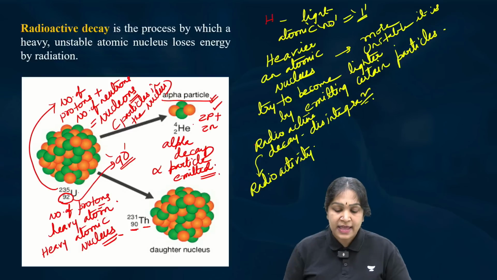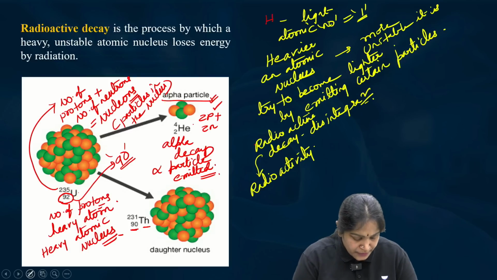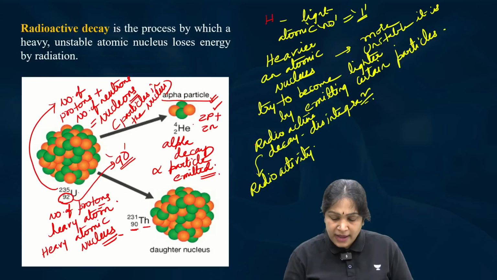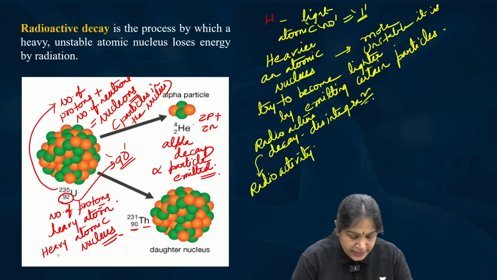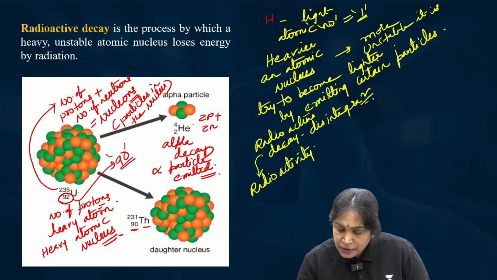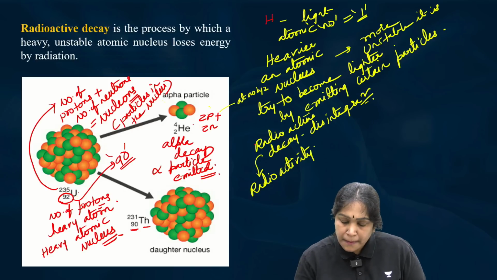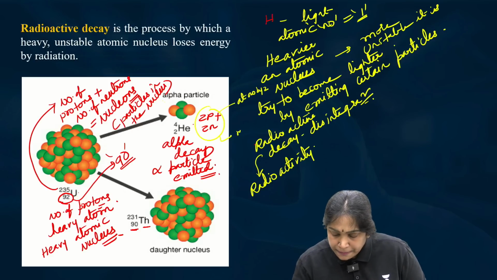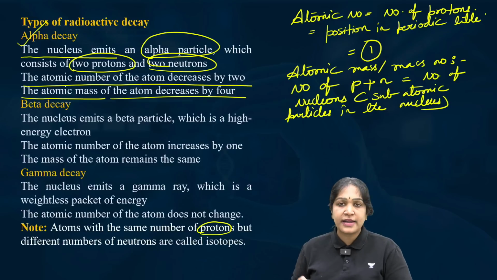After alpha decay, the mass number decreases by 4. Okay, because what is happening here? Alpha particle is released. Alpha particle released means 2 protons, 2 neutrons released. Okay, 2 protons released. So, atomic number decreased by 2. But the mass number decreased by 4. I hope it is clear. That is called alpha decay.